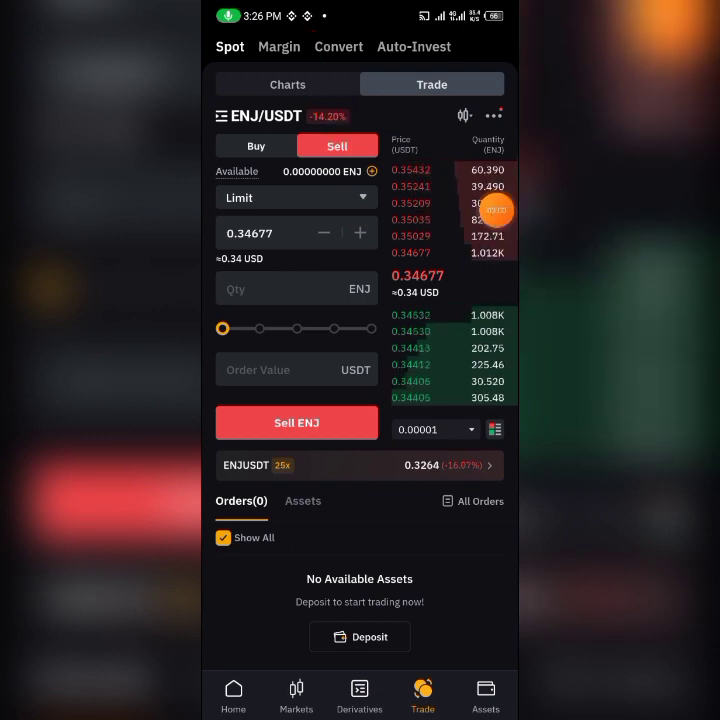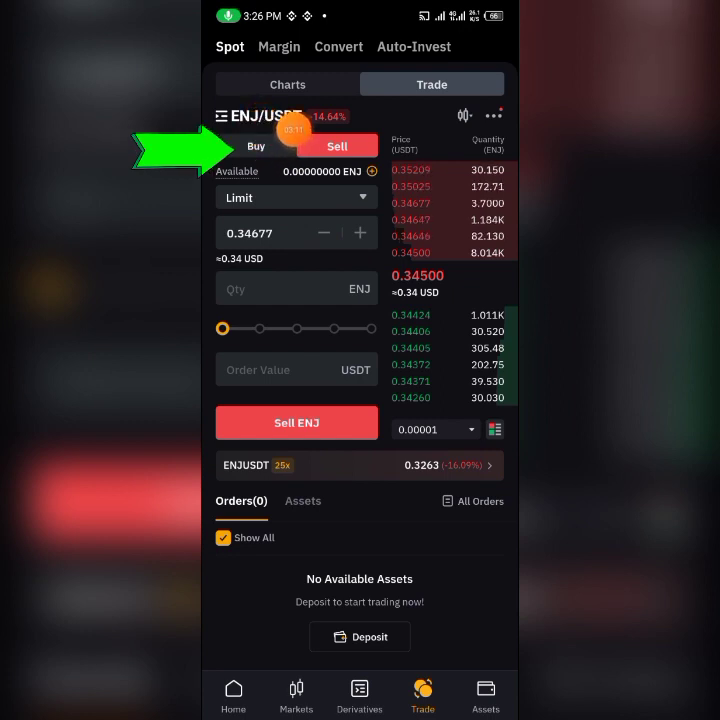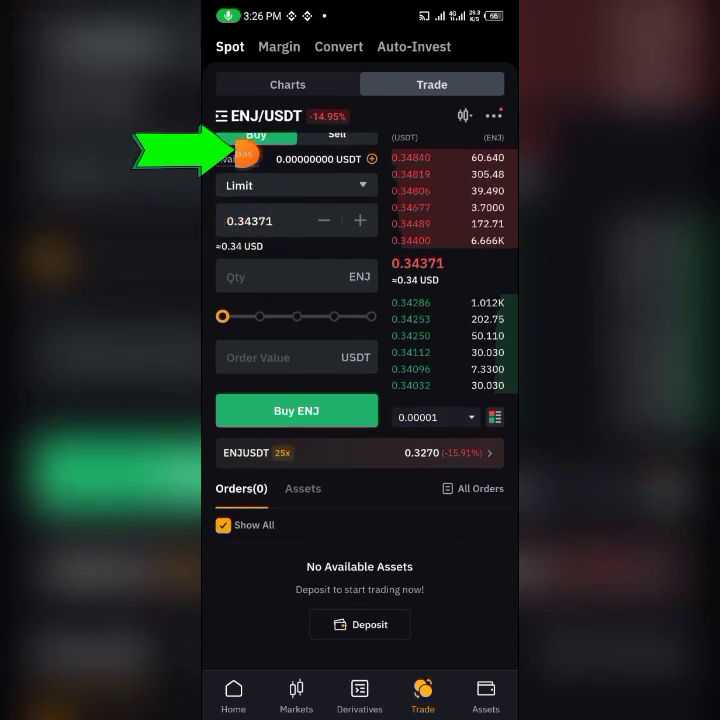Meanwhile, the buy section means you want to buy this particular asset using your USDT. Now look at these two pairs. If you leave it as sell, it means you want to sell your ENJ for USDT, but if you leave it at buy, this means you want to buy ENJ using your USDT.